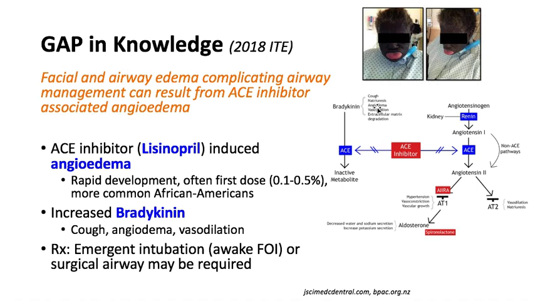Now, bradykinin is also the explanation for why they have problems with cough sometimes, and what we're focusing on here, which is the angioedema of the airway. It rapidly develops, often after the first dose, and is more common in African Americans. This increased bradykinin, as pointed out, is associated with the vasodilation, which is part of the expected effect from starting an ACE inhibitor, but angioedema and cough are complications related to buildup of that bradykinin.